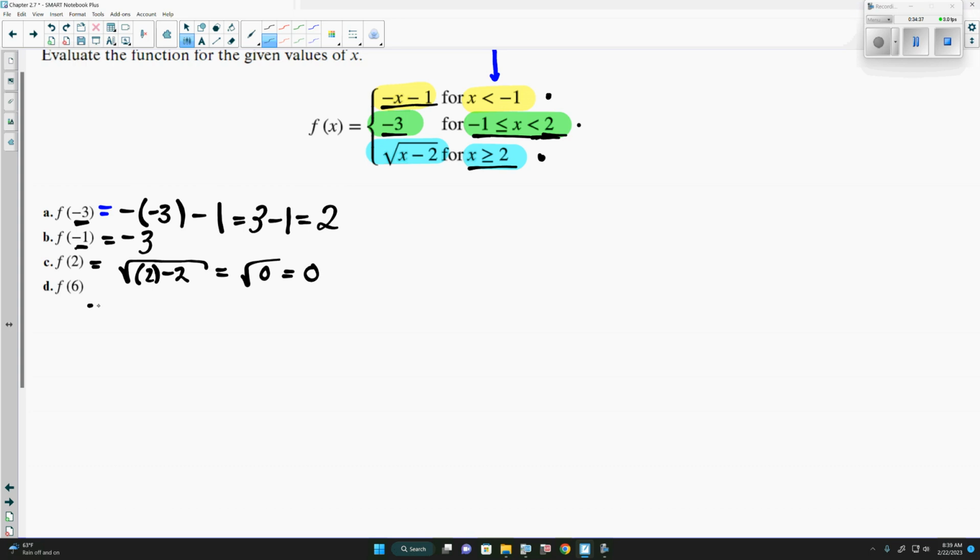And the last one is D. Which one, the top, middle, or bottom one, which function would we use? We'd use the bottom one because it's the one that makes our inequality statement true. And we're going to replace that x with 6. Here we'll have 6 minus 2, which is 4. And the square root of 4 is 2. So for this function here, f of 6, its value is 2. Questions on any of this here?